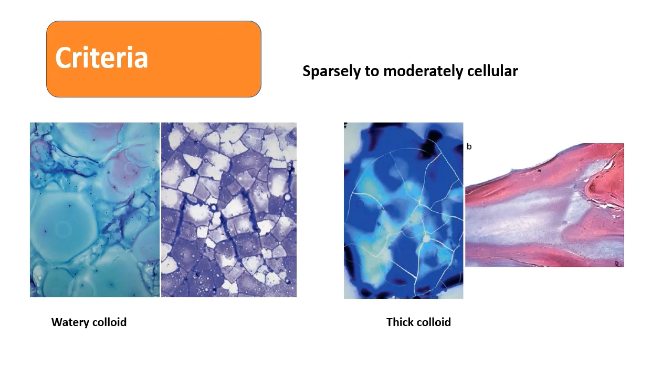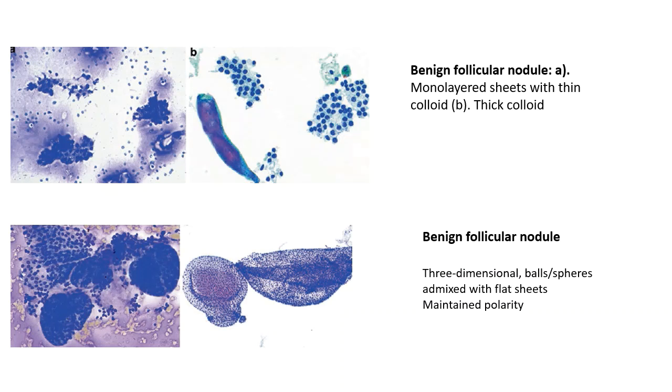Then when we look at the follicular epithelial cells, they may be arranged in monolayered sheets with a thin colloid in the background, or they can be in a microfollicular arrangement with a predominant macrofollicular arrangement. Some microfollicles may be seen, but they should not have significant nuclear overlapping or nuclear atypia. Thick colloid can also be seen, and here you can see monolayered sheets with some three-dimensional walls, but you can see the polarity in all these is maintained.